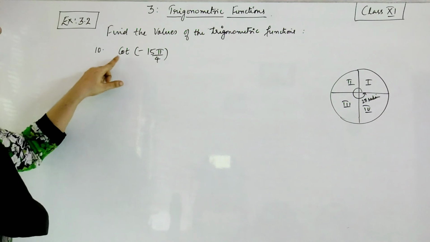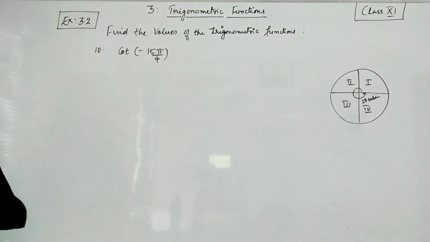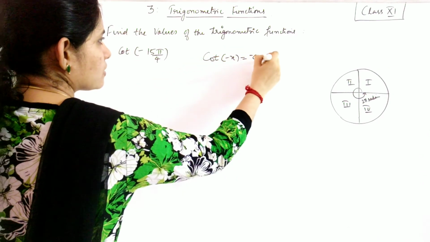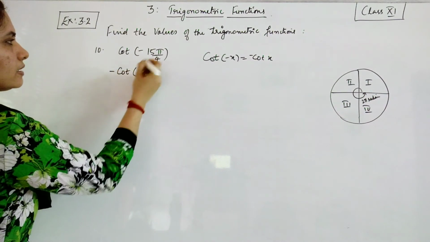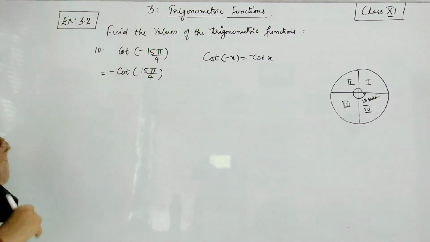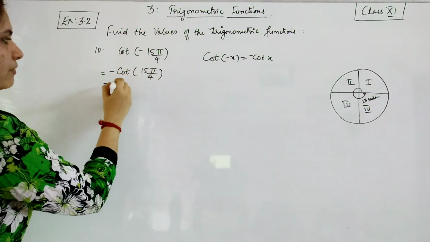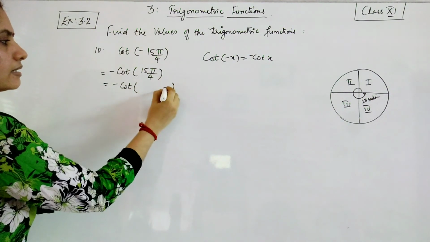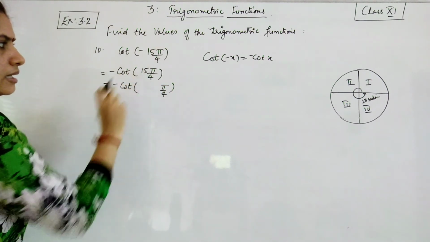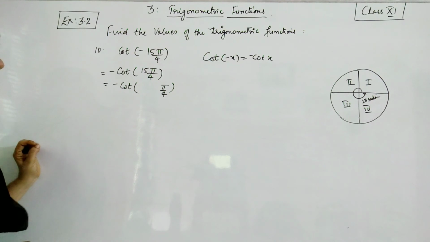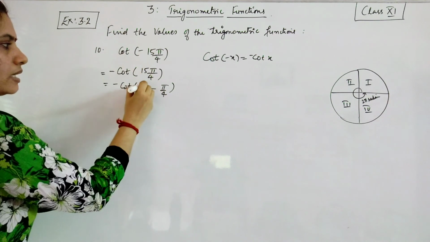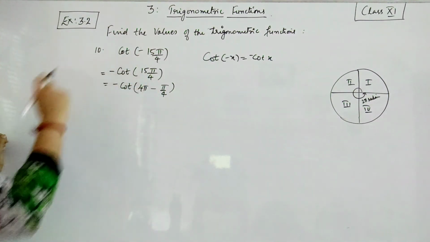The 10th question is cot of minus 15 pi by 4. Again, for cot of minus x, you have minus cot x. It is an odd function, so you can take out that negative sign. It will become minus cot of 15 pi by 4. Now you have to see how you can write this as a sum of 2. If I write pi by 4 here, what should I have so that after taking LCM I get 15 pi in the numerator? 4 into 4 is 16, and 16 minus 1 will give you 15. So you have a negative sign and 4 pi here. This will give you 15 pi by 4.